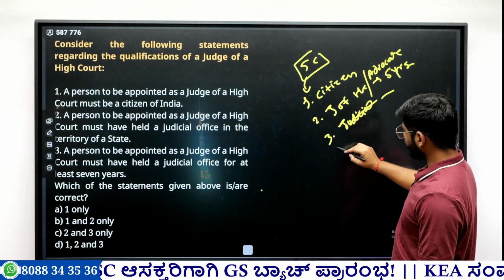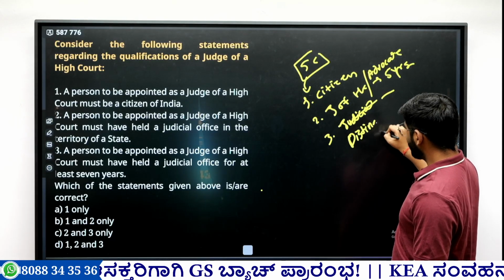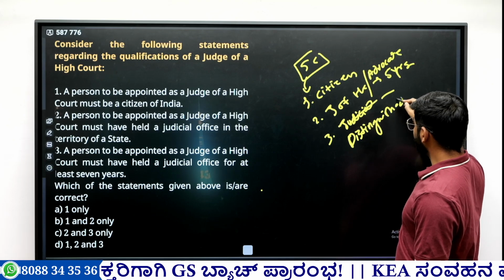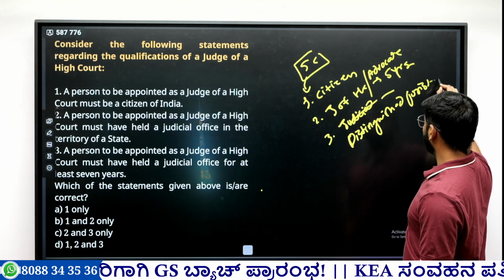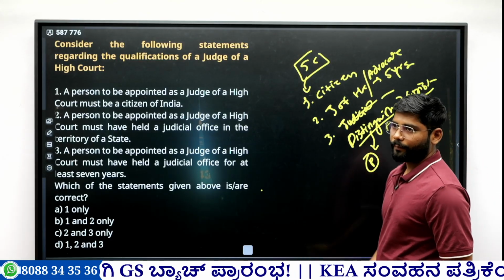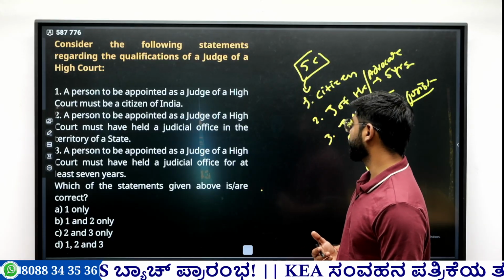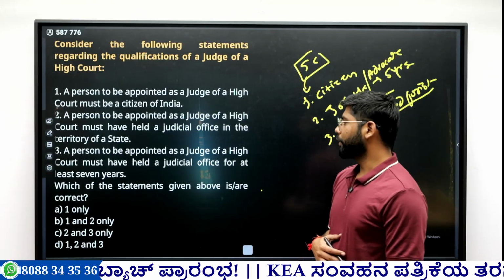Then another one is this, distinguished jurist. And who will decide the distinguished jurist? It will be the President. In the mind of President, the person must be distinguished jurist. So these are the conditions to become the Supreme Court judge.